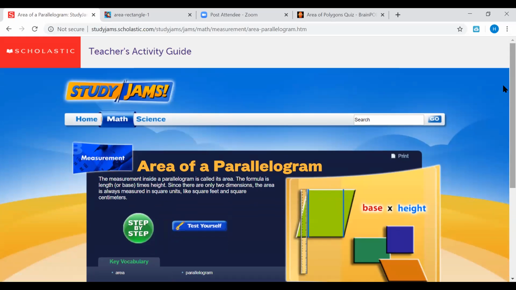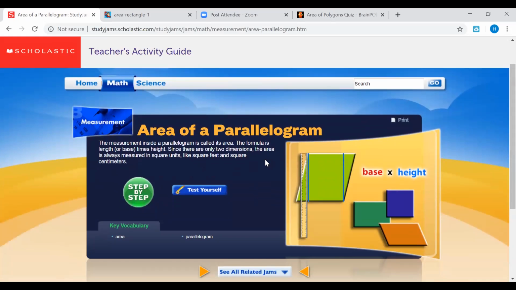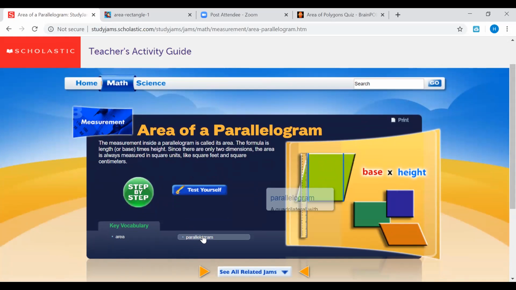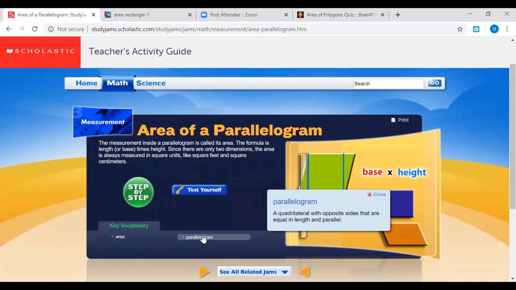And so, again, I'm going to show this to you. You can come back on your own to the site as well. It gives you the definition of area. It gives you the definition of parallelogram. You can click on that as well. The definition of area, again, is the amount of surface in a given boundary measured in square units. And the definition of parallelogram: a quadrilateral with opposite sides that are equal in length and parallel.